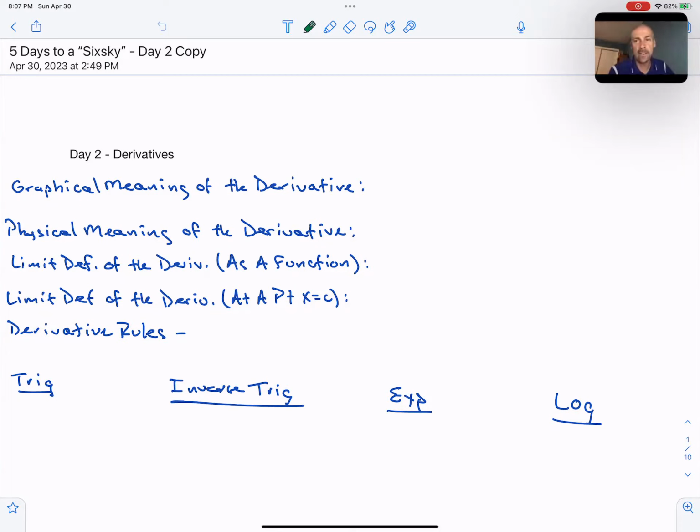This is day number two. We're going to talk about the derivative, what the derivative is, and how we find it for different types of functions. Okay. All right.